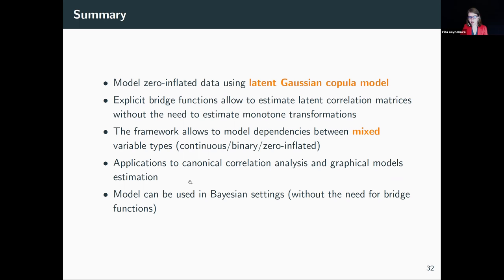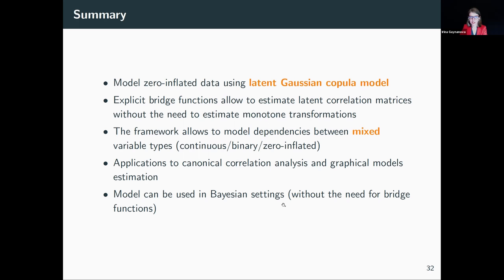What I'm really excited about, and this is something that we have just finished, and I'm only going to give you a couple of slides, but everything that I presented so far is the frequentist approach to this model. In other words, we are estimating this latent correlation matrix using bridge functions, and then we're using it in the frequentist approach to CCA and graphical models. However, the model can actually be used in Bayesian settings as well, using sampling. So if you use it in the Bayesian settings, then you can forget all about the bridge function and just do it through sampling.